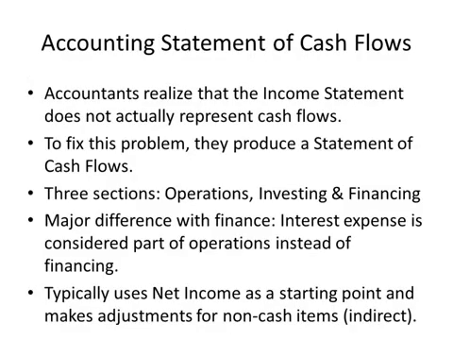Now let's talk about the accounting statement of cash flow. This is the third of the major financial statements that you will find in an annual report for a corporation. Accountants realize that the income statement does not actually represent cash flow, so they fix this problem through producing a statement of cash flows. In the statement of cash flows, there are three sections: operations, investing activities, and financing activities.